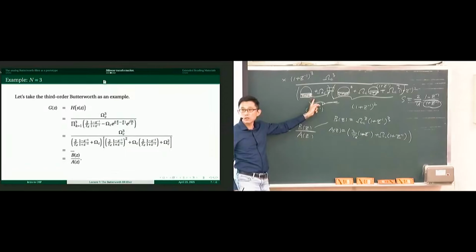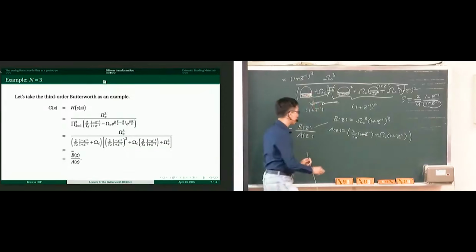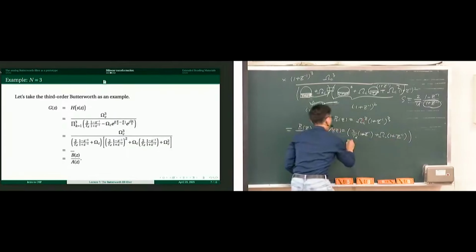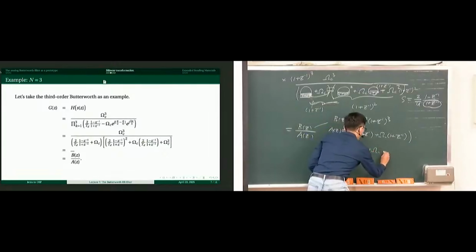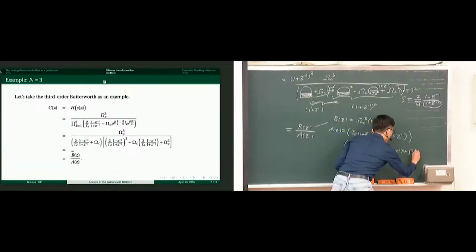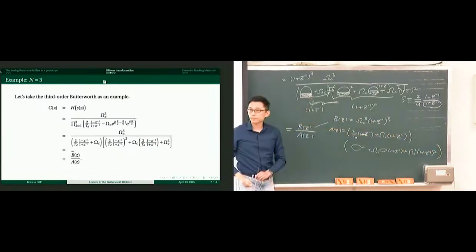Yeah, okay. Now, A of z is this times something squared plus omega c something 1 plus z inverse plus omega c squared times 1 plus z. So that's A of z. We happy? Yes or no? So I said this is pretty tedious. That's why we need MATLAB or Python or any library, okay? But theoretically, you can just complete this calculation.